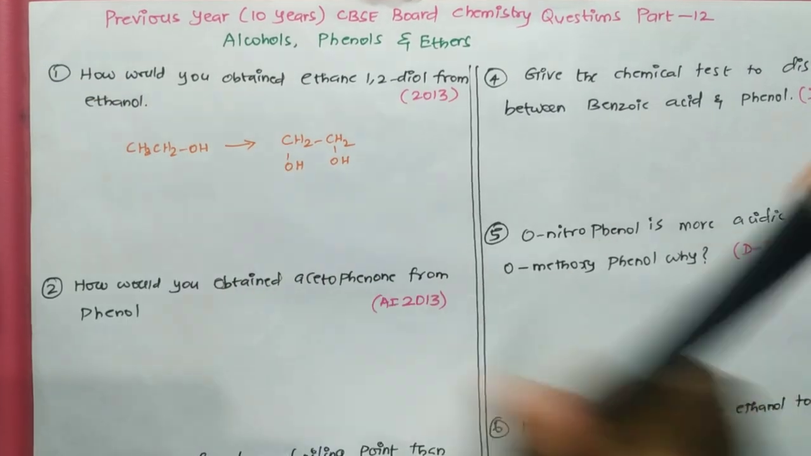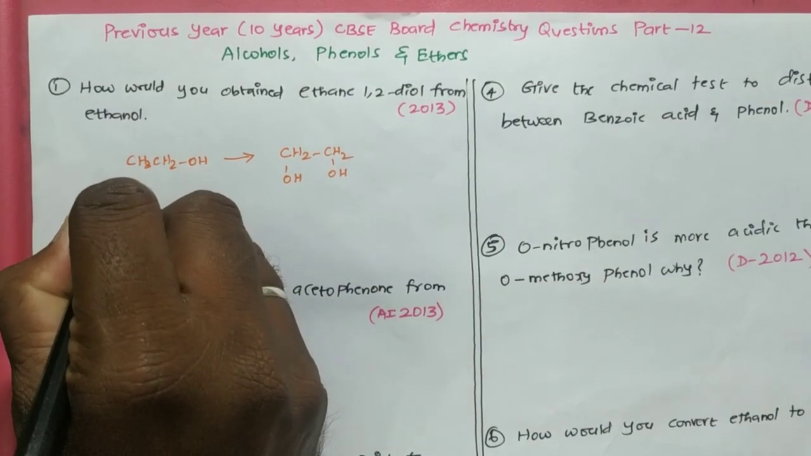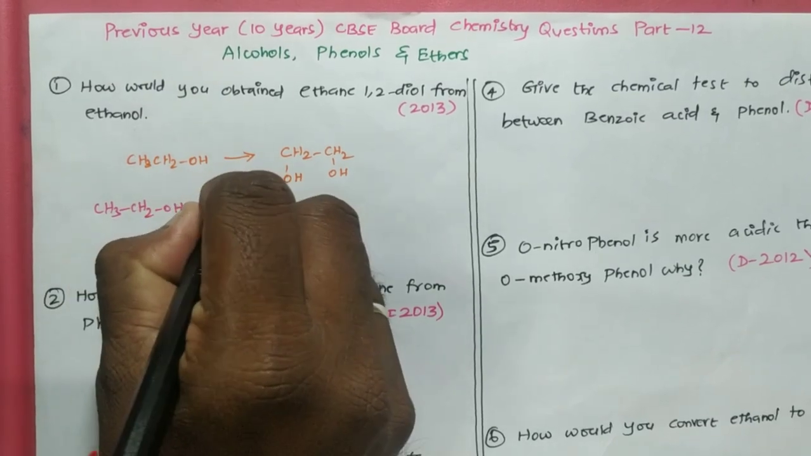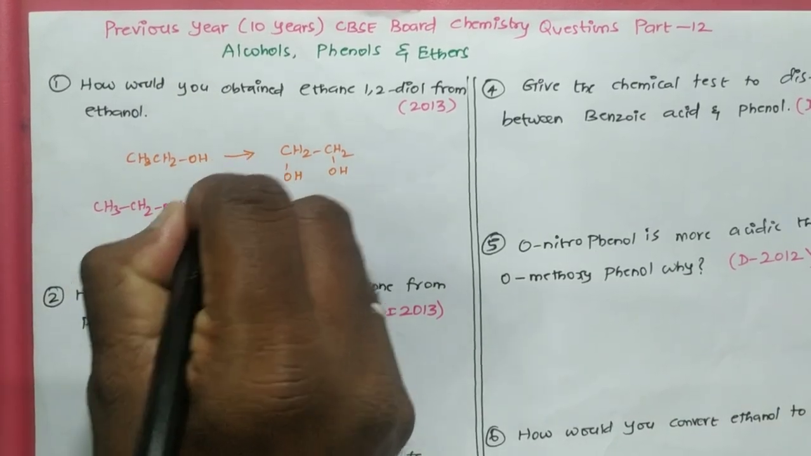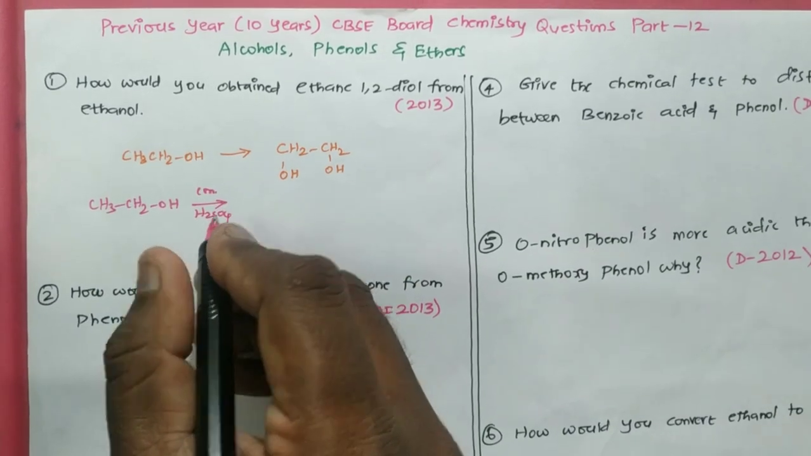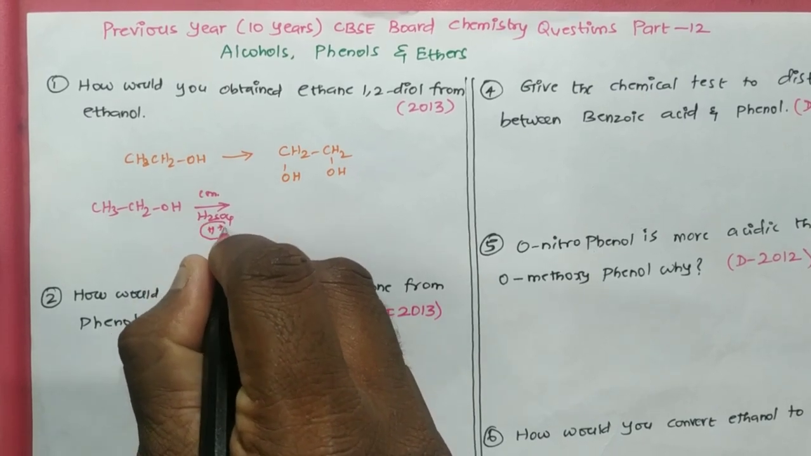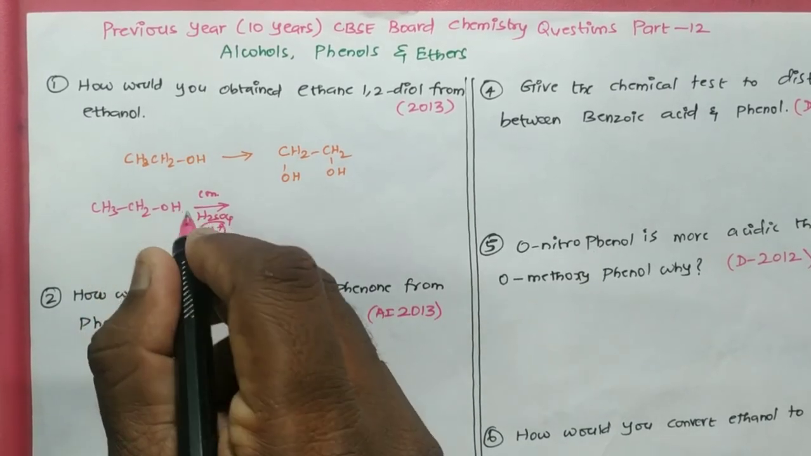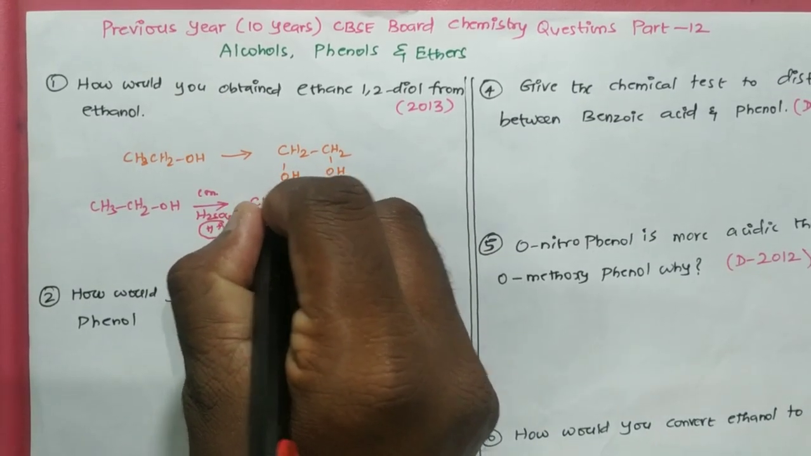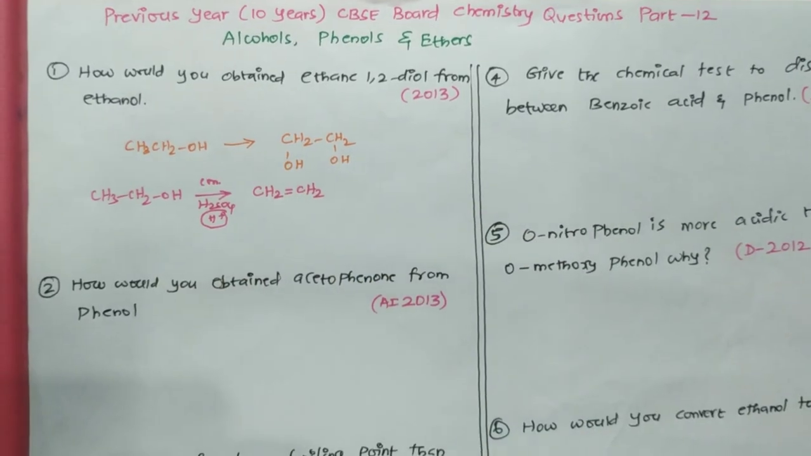So here initially I have CH3CH2OH. In presence of acid, suppose I use concentrated H2SO4, the H plus will be provided by H2SO4. By that way, this H plus will come and attack this, and which will be eliminated as a water molecule. By that way, I'll be getting a product as ethene.